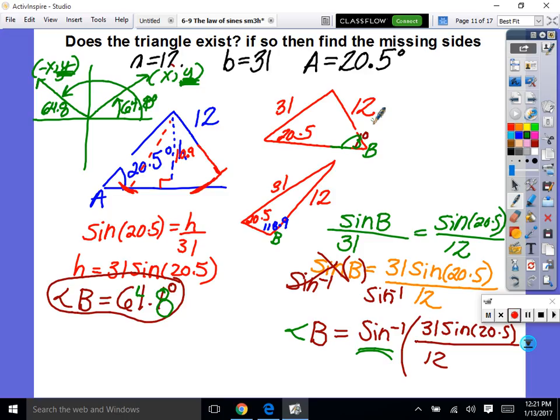Obtuse. Right. So we're saying there's two cases. What if it's the acute angle? Here's our triangle. But what if it was the obtuse angle? Here's our triangle. Does that help a little? Okay, sorry. This is different.